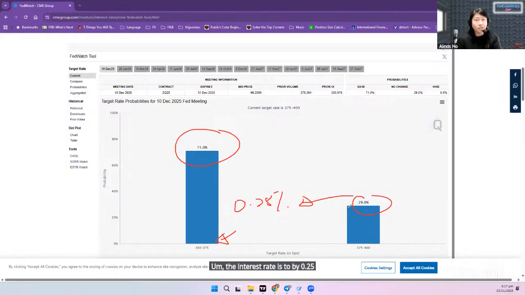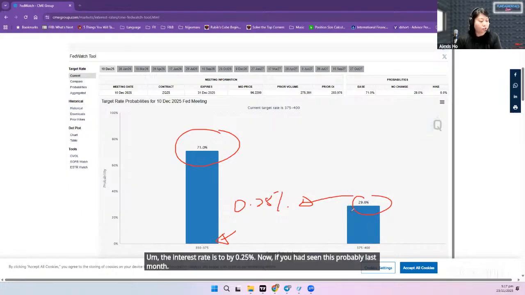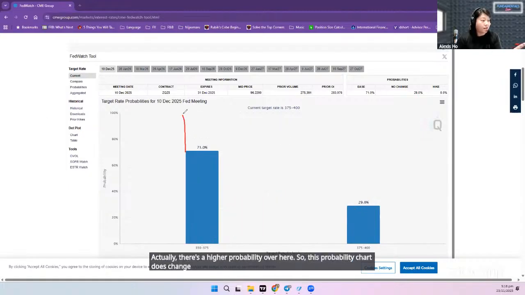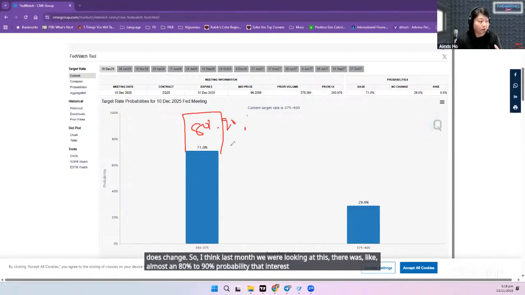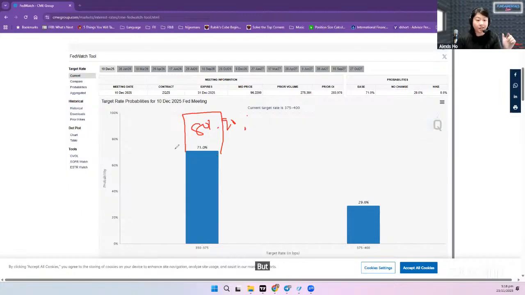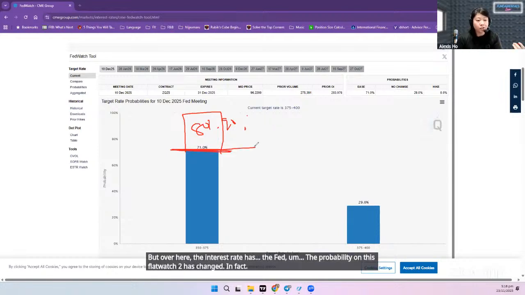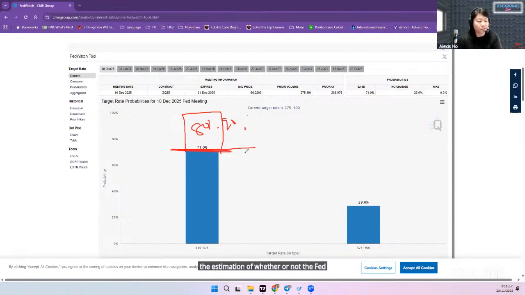Now, if you had seen this probably last month, actually there was a higher probability over here. So this probability chart does change. I think last month we were looking at this, there was almost an 80% to 90% probability that interest rates will be cut in December. But over here, the probability on this Fed Watch has changed. In fact, the estimation of whether or not the Fed might cut interest rates has actually dropped.